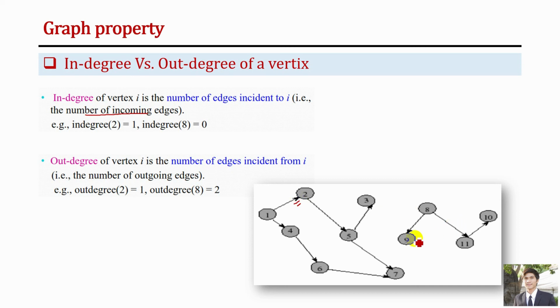For another point, we can focus on number 7 here. Incoming edges, there are 2, right? From 5 and from 6 here. Okay, so the in-degree of 7 is 2. And when we talk about the out-degree, it's referring to the outgoing edges. For example, if you look at vertex number 8 here, the outgoing is 2, right? 2 edges, outgoing to 9 and outgoing to node 11. Okay, so there are 2 for the out-degree of vertex 8.